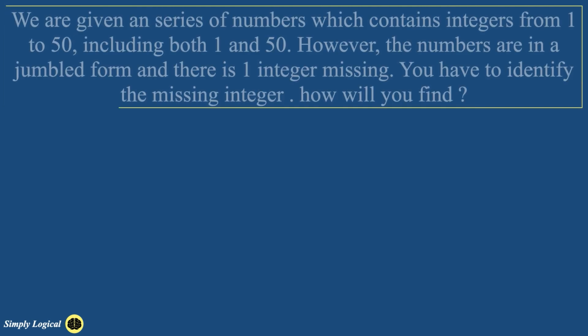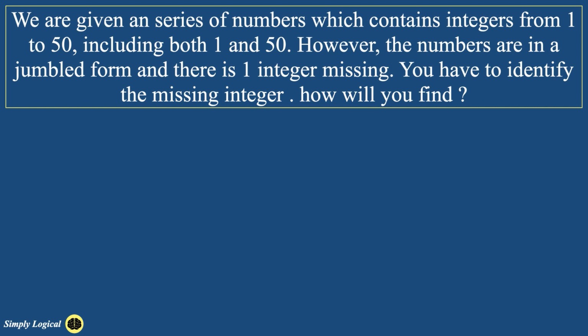So the question reads like this. We are given a series of numbers which contains integers from 1 to 50, including both 1 and 50. However, the numbers are in a jumbled form, that is, they are not arranged in increasing or decreasing order, and there is one integer missing. You have to identify the missing integer. How will you find it? Let me explain the solution.